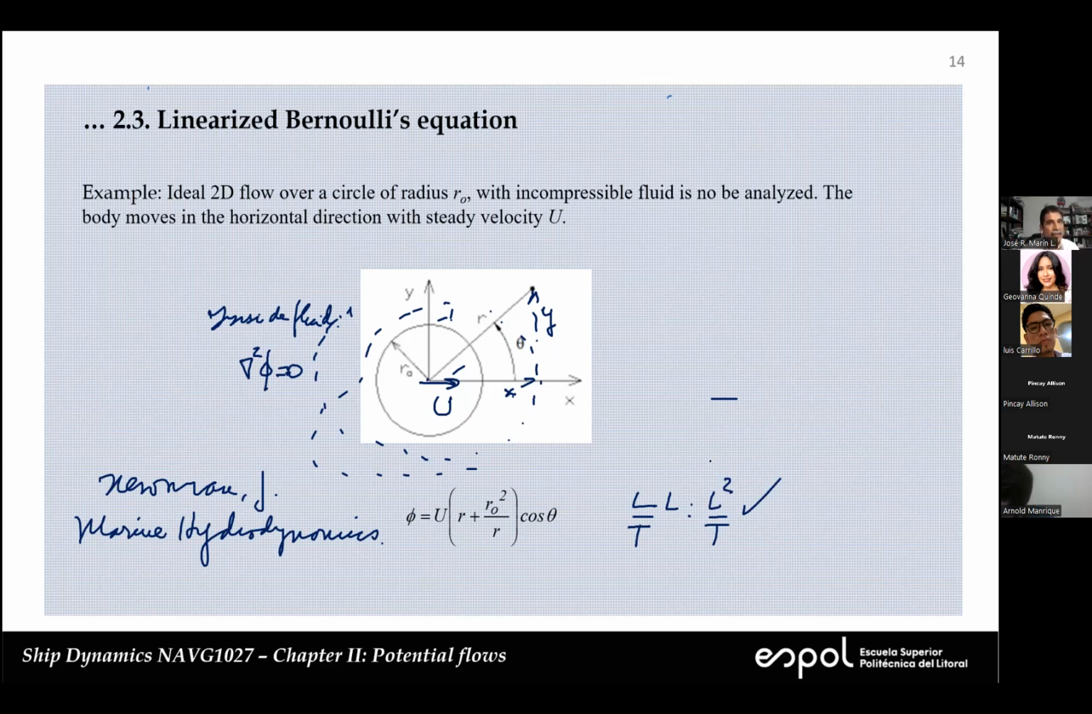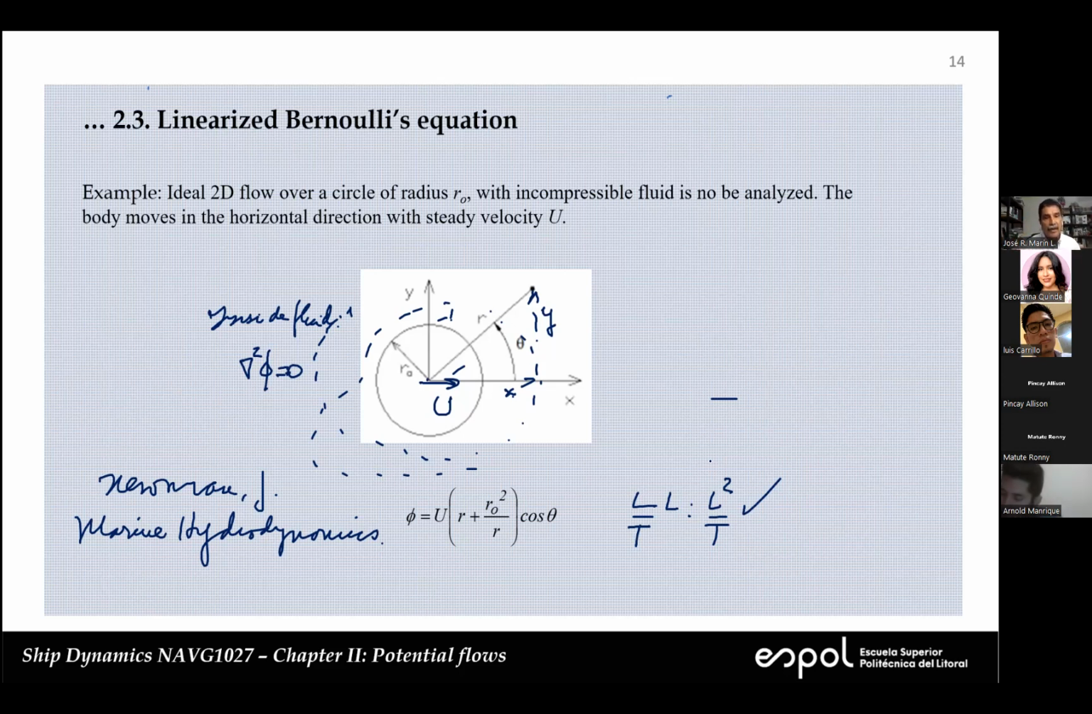Now, we want to calculate the pressure on the body, pressure distribution on the body. But before doing that, I would like you to pay attention to this. You have to check that it indeed satisfies Laplace's equation. We have a boundary condition that we have to satisfy on the body. And in this type of problems, it's always a good idea to check what happens when you are away from the body. In that case, we should check that indeed there is nothing strange.